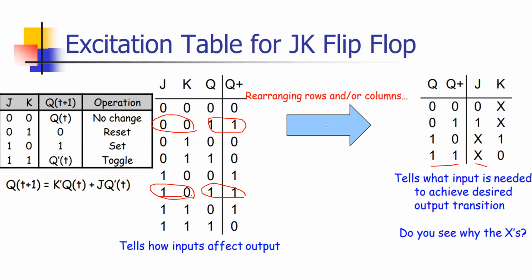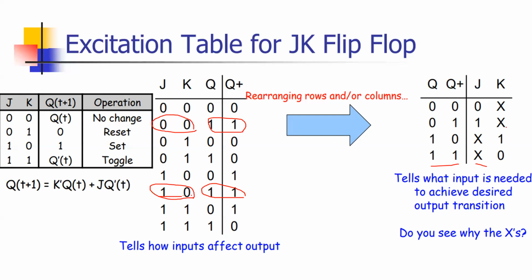In this way, using the transition table, you have to generate the excitation table. Remember, in the excitation table, wherever you are writing X, it means it is the don't care condition. Don't care condition means you can consider it as either 0 or 1; it doesn't matter. So this is the excitation table of JK flip-flop.